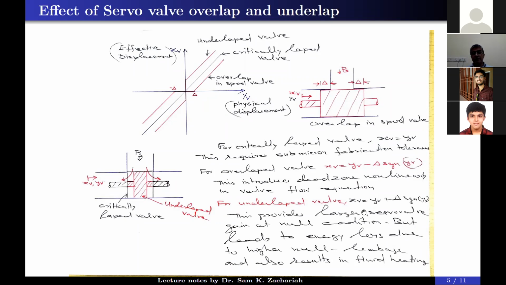Another is the underlapped valve. Then you can put XV is equal to YV plus delta times the signum function of YV. That is the equation for that. Here, instead of dead zone, the problem is there is a sudden jump in the characteristics. And this provides larger servo valve gain at null condition. So from a gain stability point of view, it is good, but it leads to energy loss due to higher null leakage and also results in fluid heating. That is, even when we are not giving any command to the actuator, there will be flow.